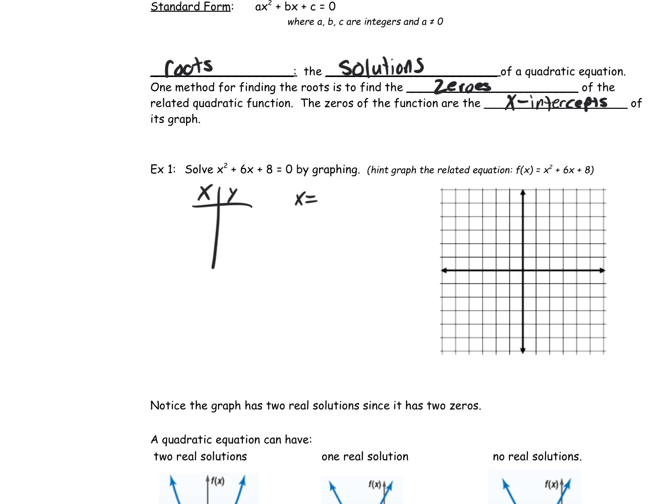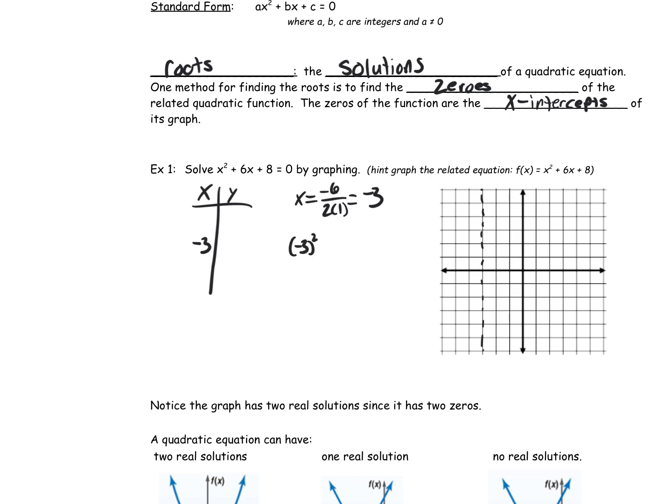We're also going to need to know our axis of symmetry. So axis of symmetry is x equals negative 6 over 2 times our a of 1. So negative 6 over 2, negative 6 divided by 2 is negative 3. So our axis of symmetry is negative 3. Our vertex then is going to have an x value of negative 3.